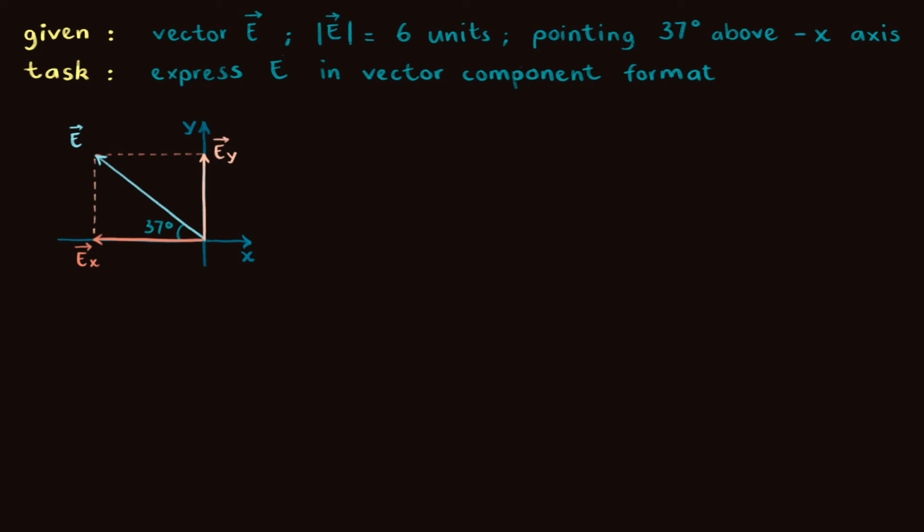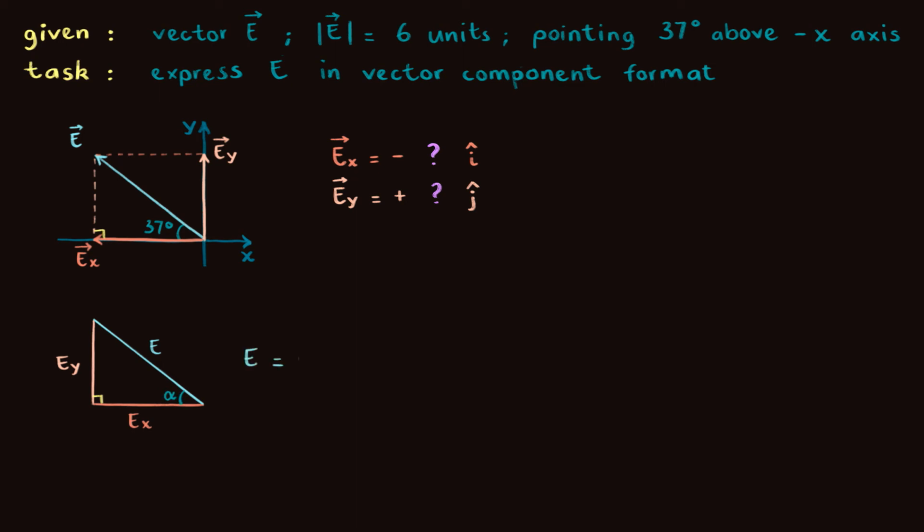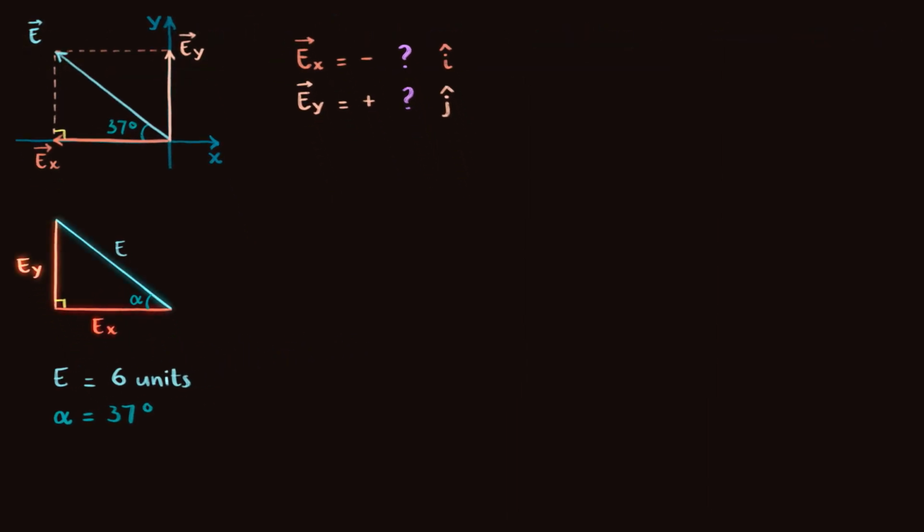Just by looking at our drawing, we can easily see that Ex is in the negative x direction, which we can express as -i, and Ey is in the positive y direction, or j. To find their magnitude, we'll be using this right triangle. Let's call the length of the hypotenuse E, the length of this side Ex, the length of this side Ey, and this angle alpha. We already know that E is equal to 6 units, and alpha is equal to 37 degrees. Now we can find the two sides of this right triangle using the SOHCAHTOA trigonometry functions.